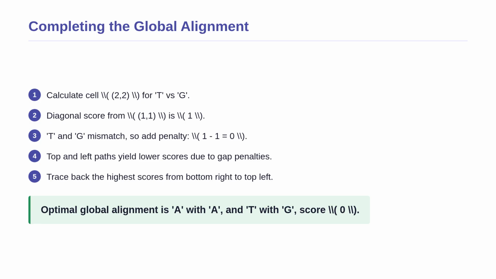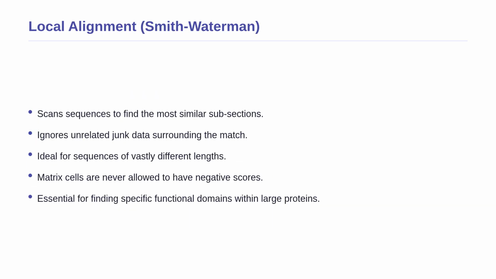To find the alignment, we trace back the path that gave us these highest scores, which goes straight up the diagonal. This tells us the optimal global alignment is A aligned with A and T aligned with G, requiring no gaps. Global alignment is perfect for similar sequences.